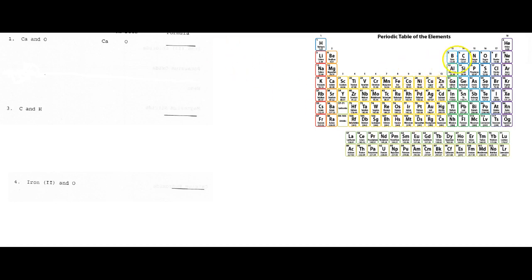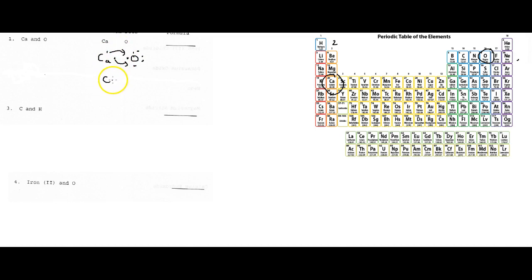Lewis dot. So I'd look at calcium, which is right here. Second column down, so it wants to lose 2 electrons. Oxygen is second one over from the noble gases, so it wants to gain 2. So we write that calcium has 2 dots on it. Oxygen has 1, 2, 3, 4, 5, 6. So to make these things work, 1 goes in there, 1 goes in there.